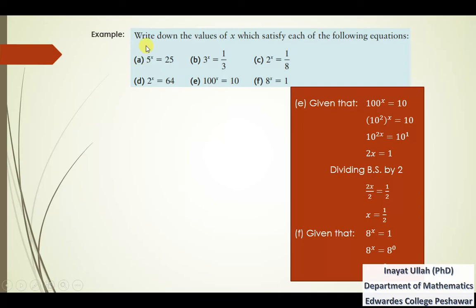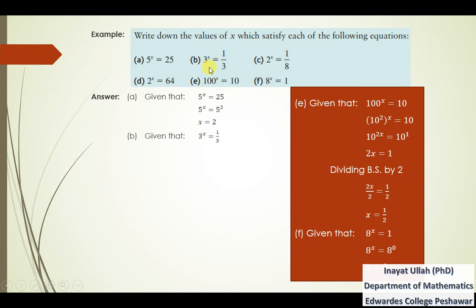That is part A. We are going to find x whenever 5 power x is equal to 25, 3 power x is equal to 1 by 3, and so on. So let us start the solution of this example. First of all, we take this equation, 5 power x is equal to 25. 25 can be written as 5 square. Now we see that bases are same, so it means that x is equal to 2. So x is equal to 2 is the solution of this equation.